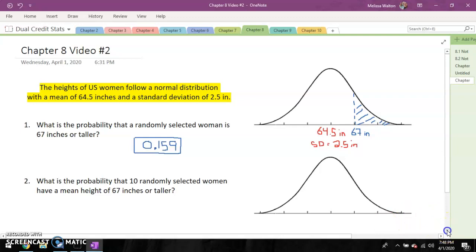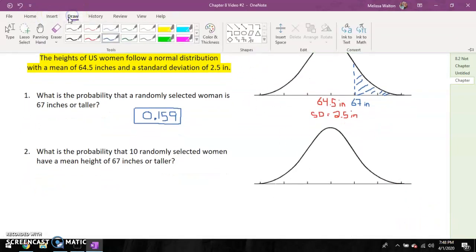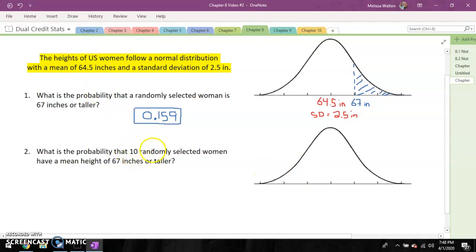All right, and this next problem, very little changes between these two problems. So first off, now I want to select 10 randomly selected women, and I want to know what is the probability that they have a mean height of 67 inches or taller. So we are centered at the exact same thing. I have 64.5 inches. I'm still centered there. However, one thing is going to change. I am not selecting one woman, I am selecting 10. So our sample standard deviation is going to change. So I was expecting a standard deviation of 2.5, but I need to adjust for my sample size. We are dividing by the square root of our sample size. We are selecting 10 women.